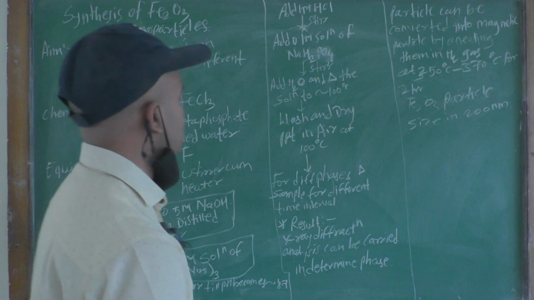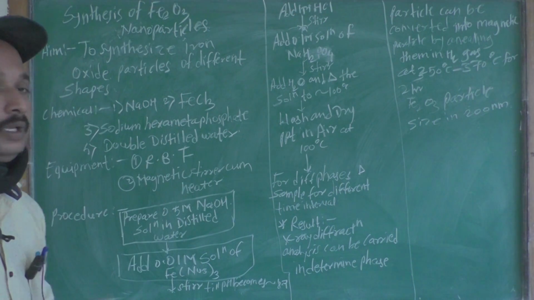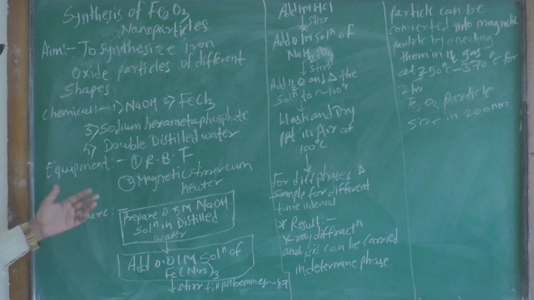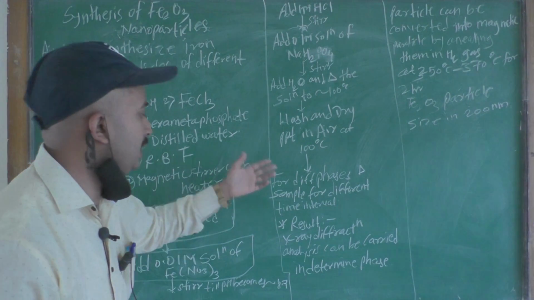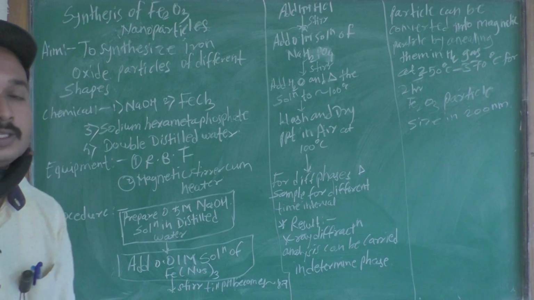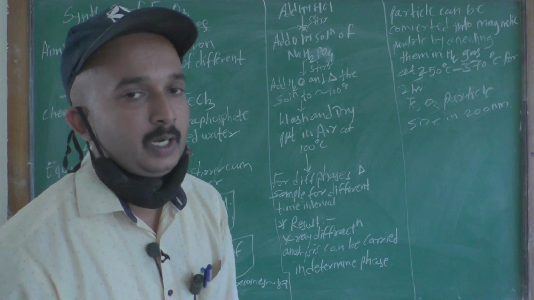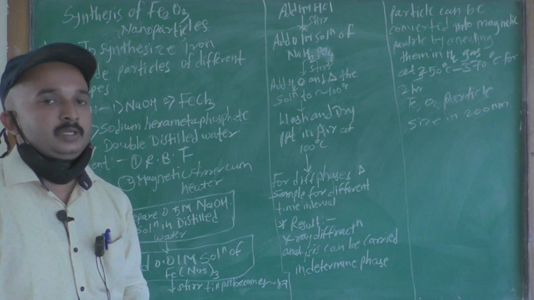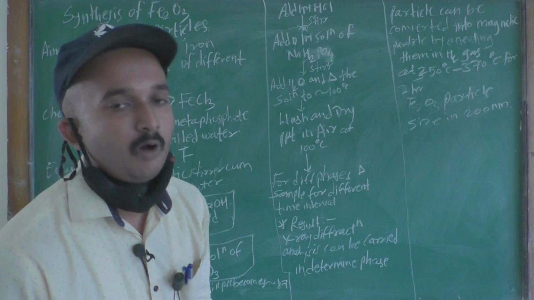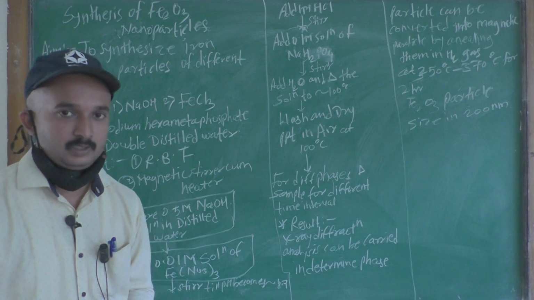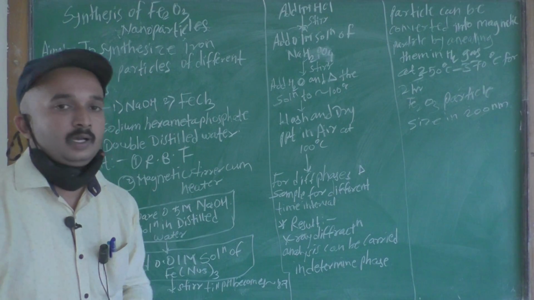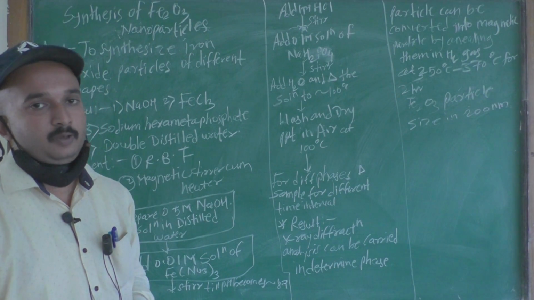This is all about the synthesis of Fe2O3 nanoparticles: its aim, chemicals, equipment, procedure, and result. With this procedure you can obtain Fe2O3 particles. Next time we will discuss the last nanomaterial, the synthesis of porous silica. Okay, thank you.